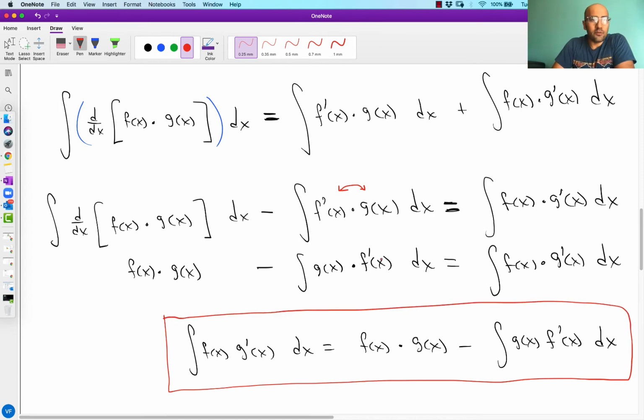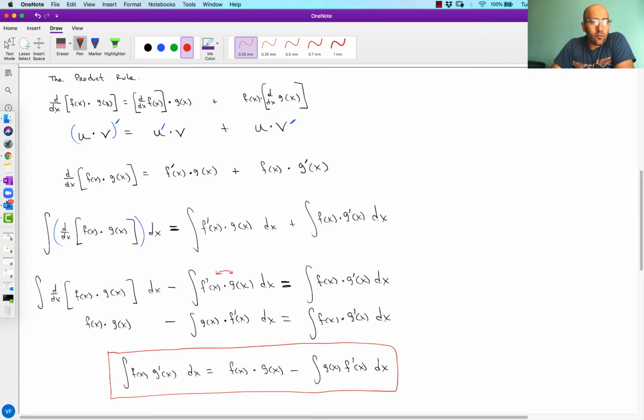I know it doesn't look like much, but let's study it for a second. Let me zoom out. So we started off with the product rule, and by manipulating things a little bit and moving things around, we end up with this new formula. And what this formula is going to allow us to do is that if we start off with an integral that fits this form, it's some function f of x times some function g prime of x dx, then this formula tells us that we can exchange that one integral into a product of these two functions minus this integral.